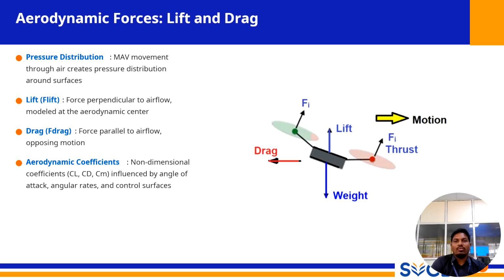Finally, on aircraft with control surfaces like the ailerons or the elevator, deflecting these surfaces intentionally changes the aerodynamic coefficients to generate the moment needed to control the aircraft's attitude. By understanding how these factors influence the coefficients, we can create a comprehensive model that accurately predicts the aerodynamic forces on the MAV in any phase of the flight.